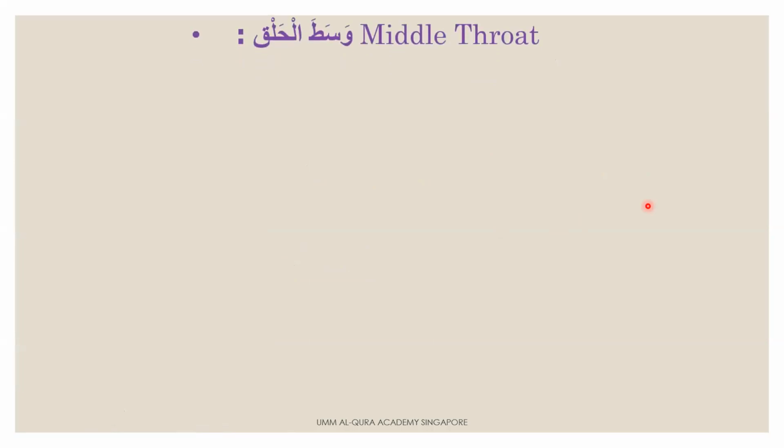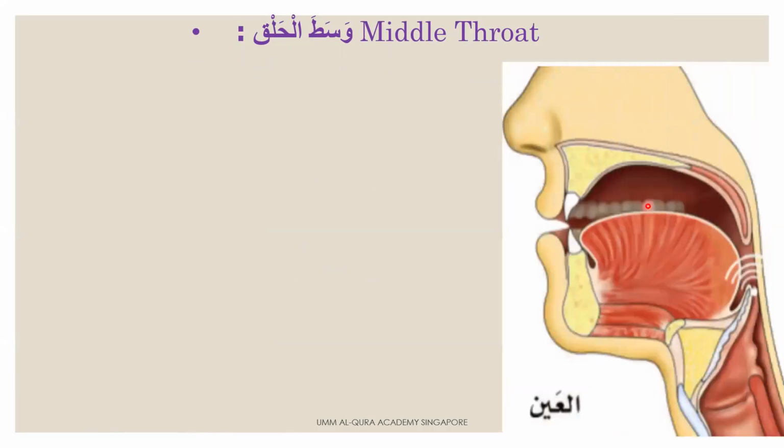Next, we have the middle throat, which is called wasat al-halq. Wasat means middle, al-halq is throat. From here, we have two letters, of which the first letter is al-ain. Al-ain is produced from here, whereby we need to squeeze the little muscle in our throat.